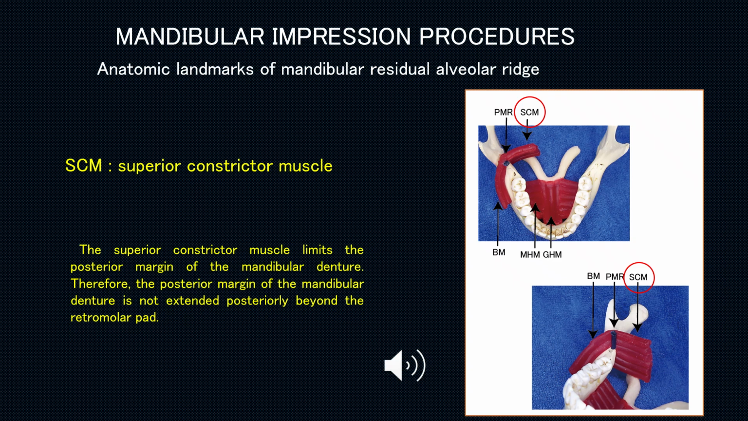Superior constrictor muscle. The position of the superior constrictor muscle is indicated by the red circle in the figure on the right. The superior constrictor muscle limits the posterior margin of the mandibular denture. Therefore, the posterior margin of the mandibular denture is not extended posteriorly beyond the retromolar pad.